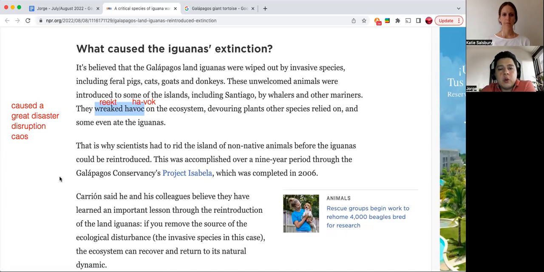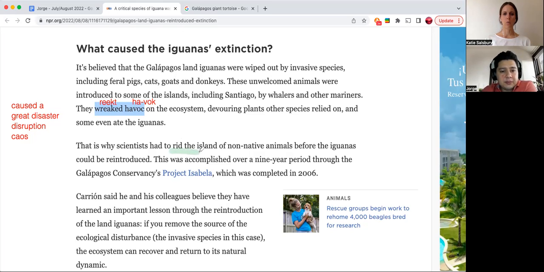Devouring plants other species relied on, and some even ate the iguanas. That is why scientists had to rid the island of non-native animals before the iguanas could be reintroduced. This was accomplished over a 9-year period through the Galapagos Conservancy's Project Isabella, which was completed in 2006.